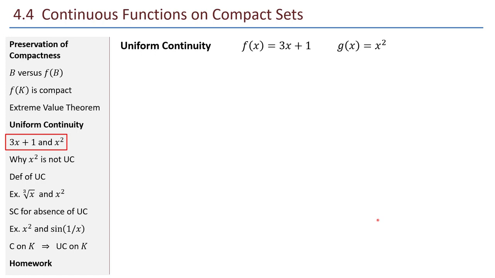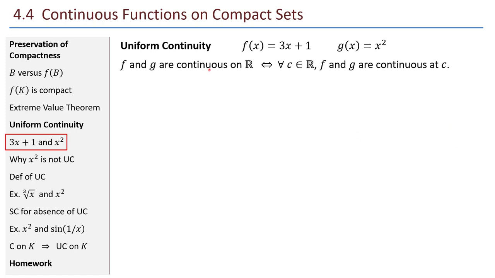Let's talk about our second big idea for today, uniform continuity. Here are two functions, f of x is 3x plus 1, g of x is x squared. 3x plus 1 is uniformly continuous. X squared is not uniformly continuous. Let's see how they are different. F and g are continuous on the set of real numbers. That means that for all real numbers c, f and g are continuous at c. Remember, we first defined continuity at a point c, and then we say a function is continuous on a domain if it's continuous at every point in that domain.